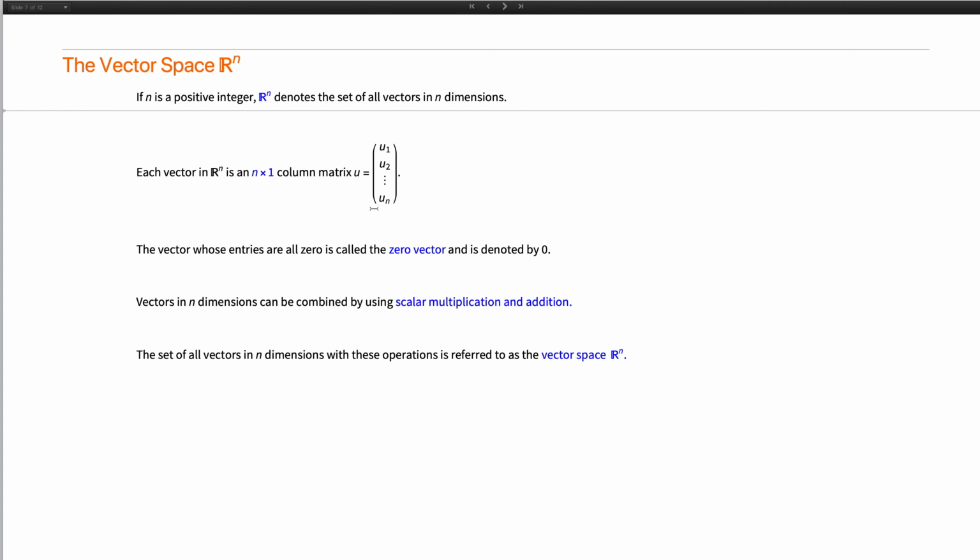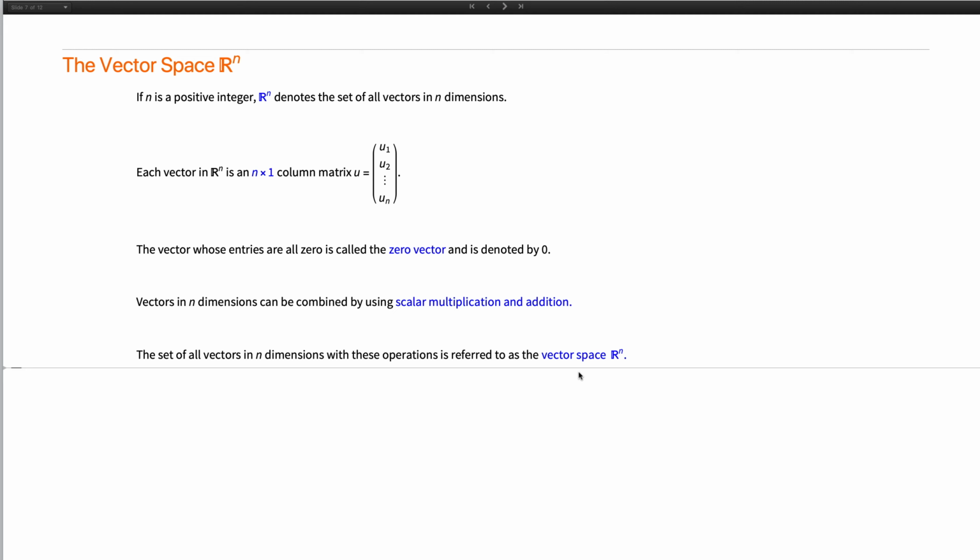It's just a column vector with n entries. And of course, there's a special vector called a zero vector, which is just denoted by 0. And again, you can combine vectors using scalar multiplication or using addition. And the set of all these vectors with these operations is referred to as the vector space Rn.